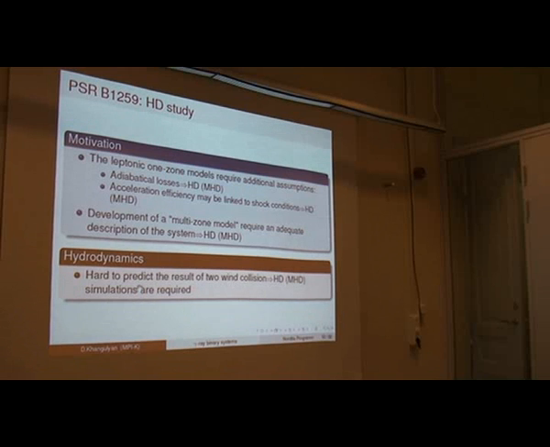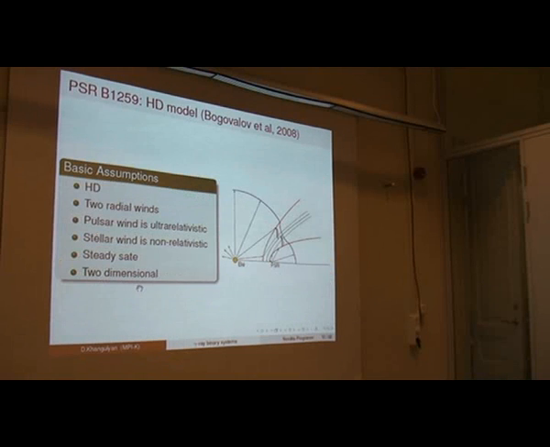On the other hand, if one wants to introduce a multi-zone model, we need to understand how the pieces of this system are connected to each other. And all these things call for hydrodynamical modeling of this system. In principle, it's rather complicated to predict the result of the collision of 2 winds, one ultra-relativistic, another non-relativistic. There was a hydrodynamical calculation, and later an MHD calculation, which were performed on this setup.